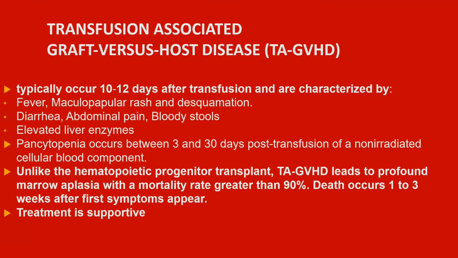And as I mentioned before, it occurs 10 to 12 days after transfusion, and it may present with fever, diarrhea, and elevated liver enzymes. Also, pancytopenia occurs between 3 and 30 days post transfusion of non-irradiated cellular blood components. Unlike hematopoietic progenitor transplant, transfusion-associated GVHD leads to profound marrow aplasia with a mortality rate greater than 90%, and death occurs 1 to 3 weeks after the first symptom appears. Treatment is supportive, not curative.